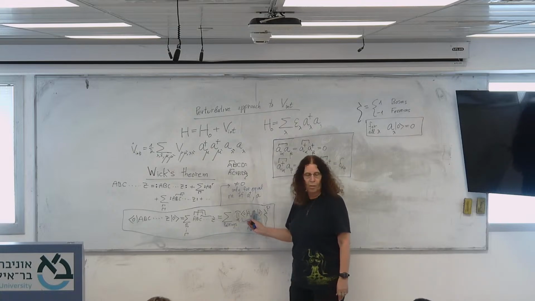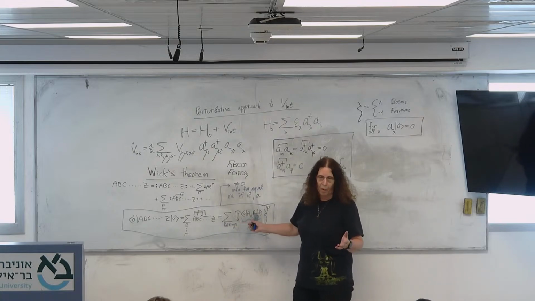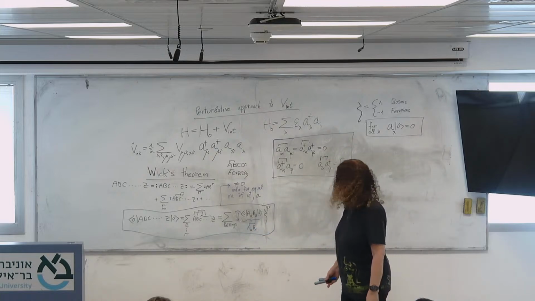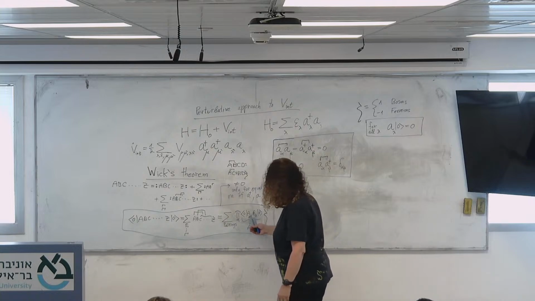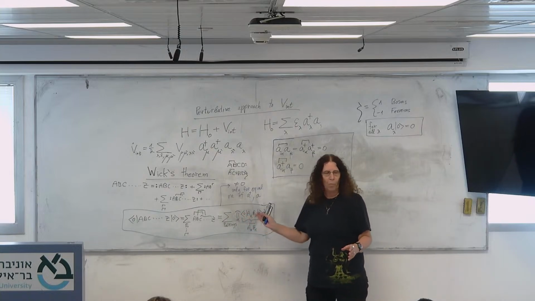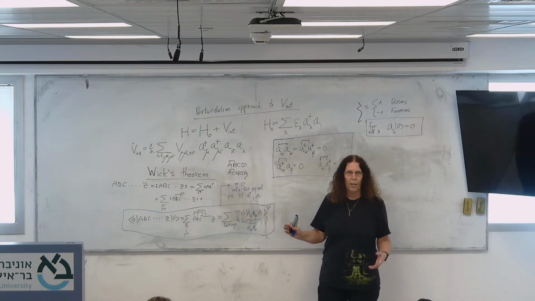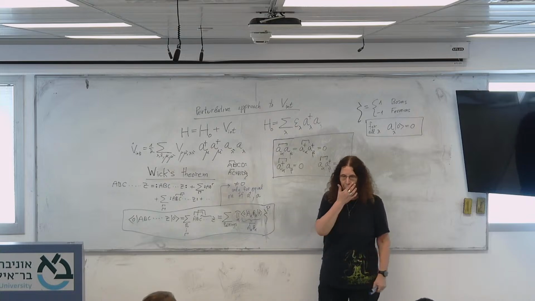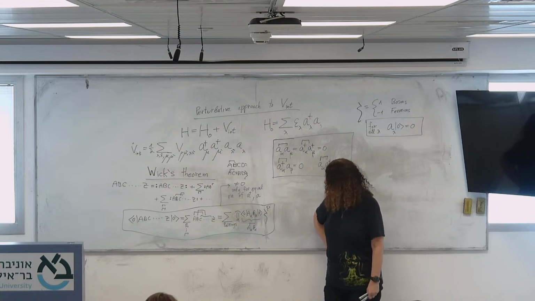Right. I mean, it can be zero, but in some special cases, but usually if the number of creation and annihilation operators is not zero, it will give you something.